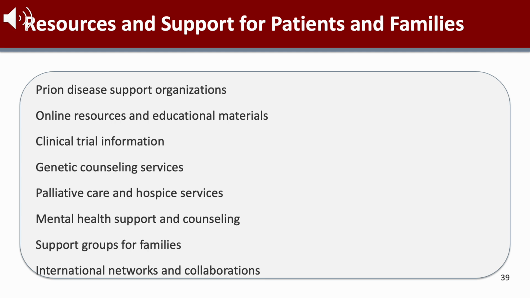Patients and families affected by prion disease have access to several resources and support services. Prion disease support organizations provide information, advocacy, and support. Online resources and educational materials help patients and families understand the disease. Information about clinical trials is available through various registries and research centers. Genetic counseling services are available for families with inherited prion disease.